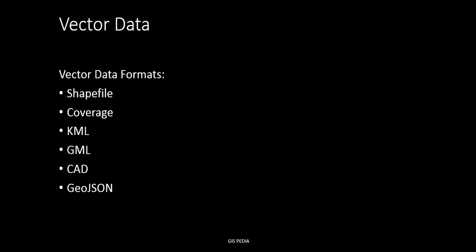GeoJSON is based on JavaScript Object Notation, designed for representing simple geographical features. So these are all some of the examples of vector data formats.